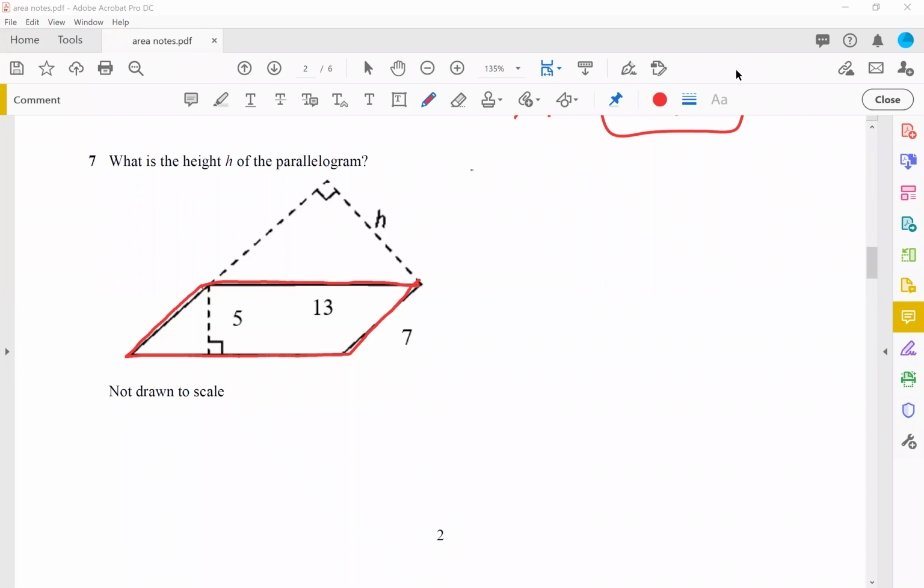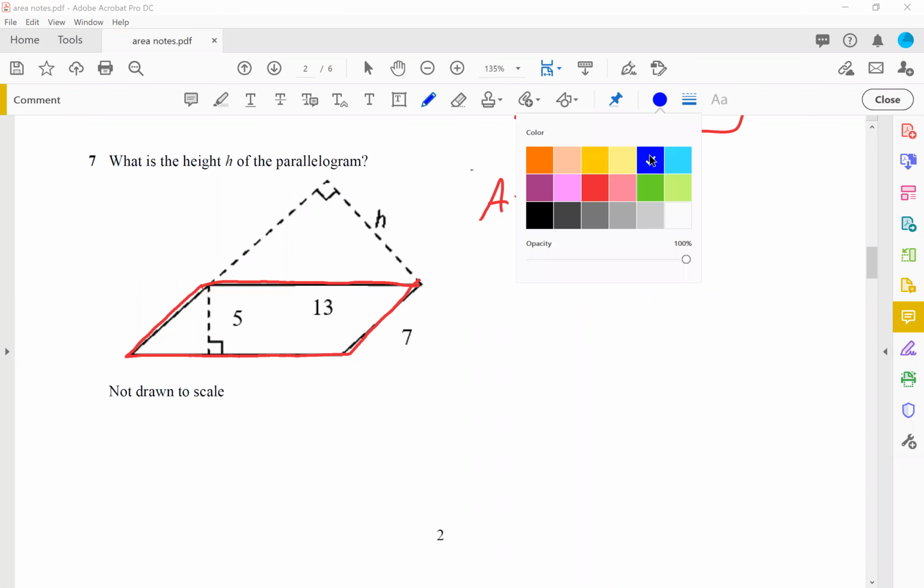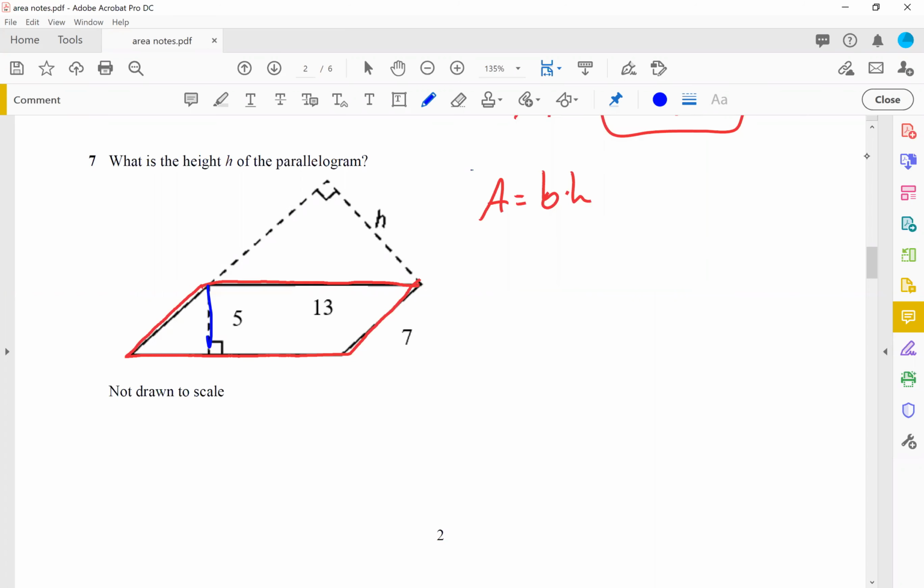So same thing applies. We have to use the base and the height that go together to find the area. So area is base times height. And right now I can see this height here in blue, the 5, is going to go with this base here. And again, the top is 13, so this bottom side is also 13. So you have to do 13 times 5, which is 65. So the area total is 65.